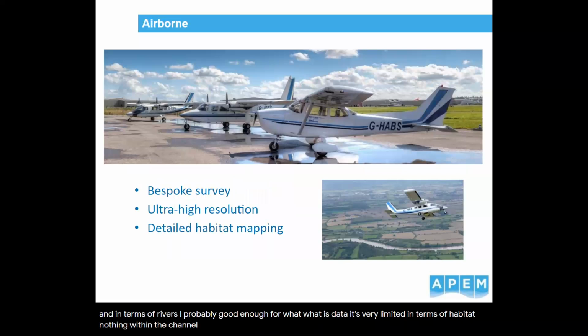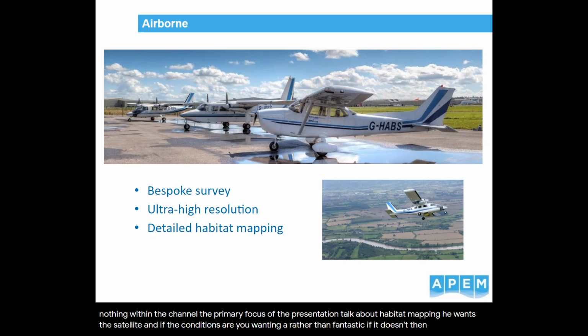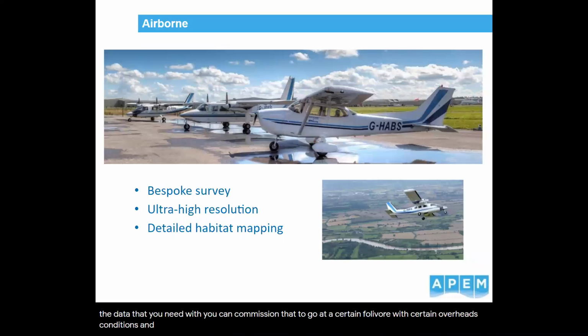Airborne, this is where the primary focus of the presentation is going to be. That's very suitable for habitat mapping, and the reason is because you can go when you want. The satellite goes overhead when it goes overhead, and if it coincides with the conditions that you want in a river, then fantastic. If it doesn't, then you don't get the data that you need. With an aerial survey, you can commission that to go at a certain flow level or with certain overhead conditions, and target those conditions that you want.